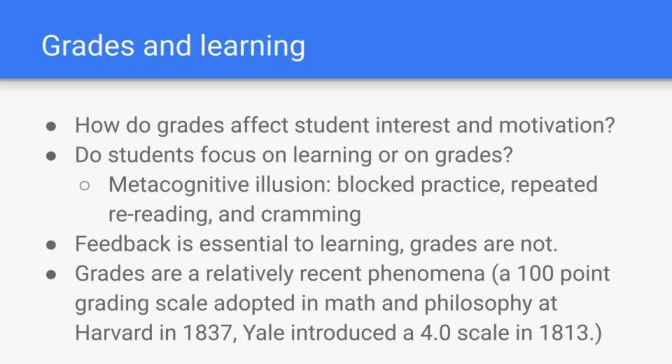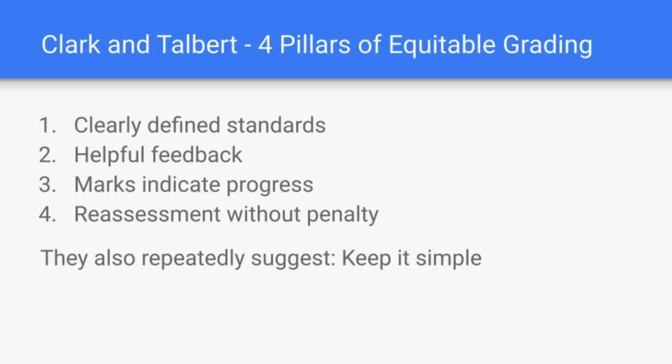And another thing that's worth noting, and this is something that Josh Eiler and others note fairly frequently, is that grades were not always used in college and university. Universities date back many centuries, but the 100-point grading system was only adopted in math and philosophy at Harvard in 1837, and Yale introduced the 4.0 scale in 1813. Although, of course, they used Latin names for each of it. They didn't use 4.0, 3.0, etc. That came later as people stopped learning Latin.